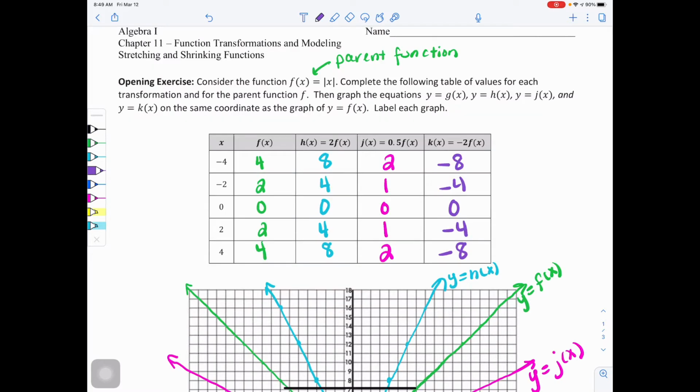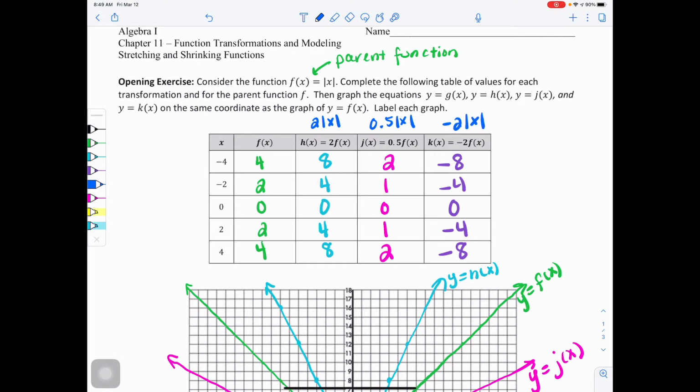Okay, now you've had time to try the opening exercise. Let's take a look at the answers. You can use your graphing calculator to get these table of values. So remember that you can do kind of a replacement situation here, where if it's 2 times f of x, that's the same as 2 times the absolute value of x. This is 0.5 times the absolute value of x. You just do the substitution. And this is negative 2 times the absolute value of x, if you actually take f of x and put it in that spot.